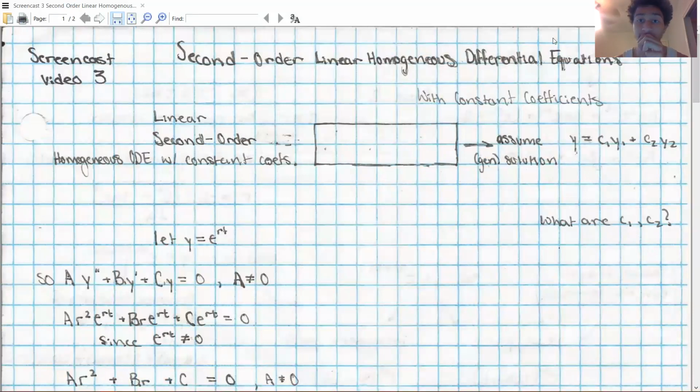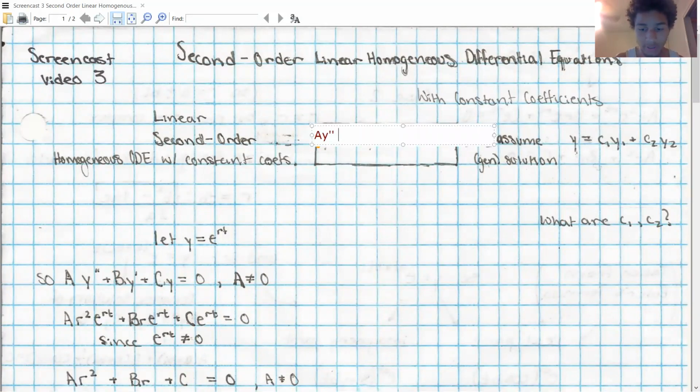Okay, so we have second order linear homogeneous differential equations with constant coefficients. So what does that mean? We'll have a y double prime plus b y prime plus c times y equals 0. So this is our equation.